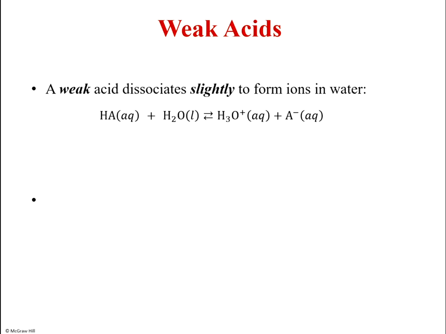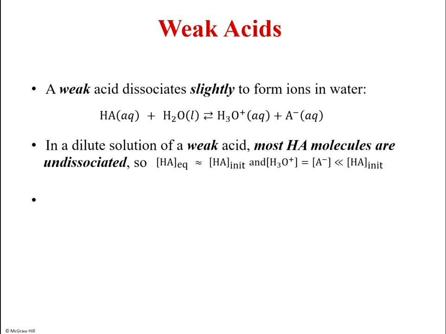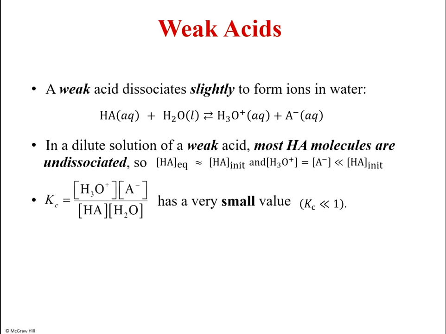Weak acids do not dissociate completely. They only dissociate slightly to form ions in water. In a dilute solution of a weak acid, most of the HA molecules are undissociated. We do know that the hydronium ion and the conjugate base concentrations are equal because of the 1-to-1 stoichiometry relationship, but they're much less than the initial weak acid delivered to solution.